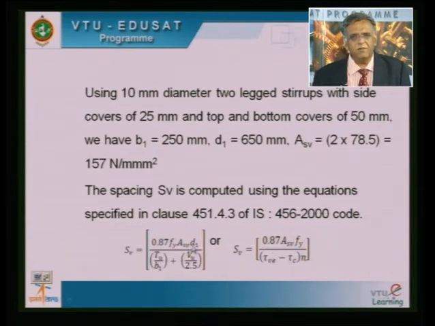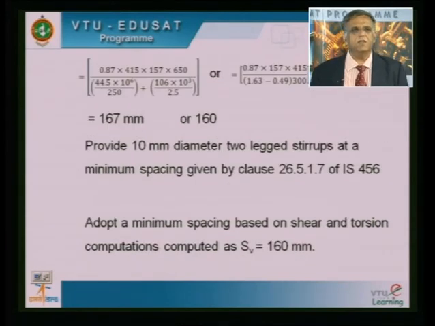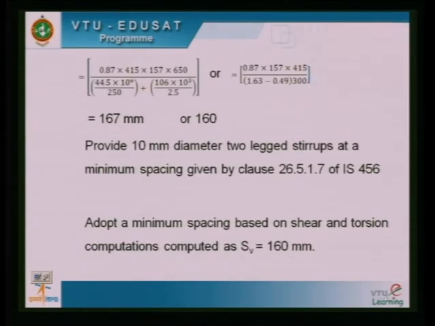Please note that there is this d1, which is nothing but the overall depth minus 2 covers, that is 650 mm. b1 is again the total width minus 2 covers. So, one has to substitute the values of b1 and d1 and use this to get the value of Sv. Solving with this, we get 167 mm and 160 mm. So, I am going to choose the spacing as 160 mm.